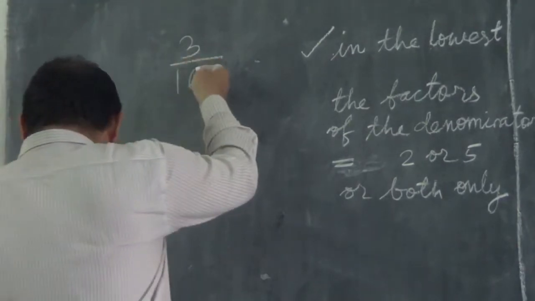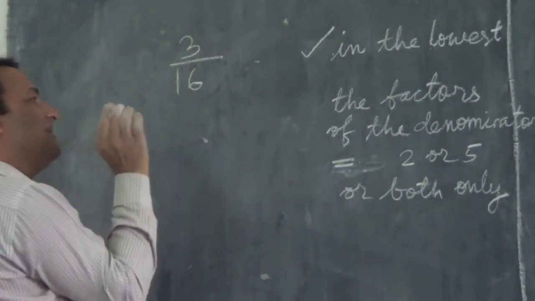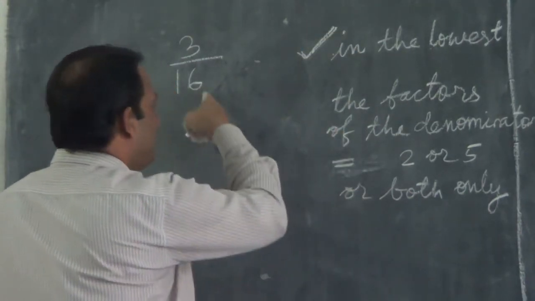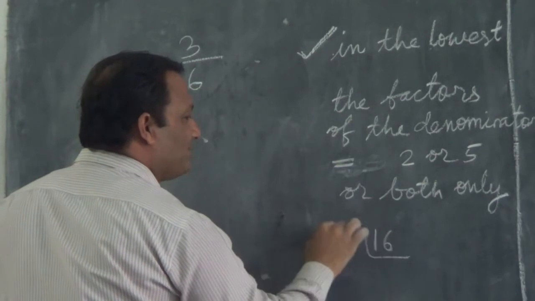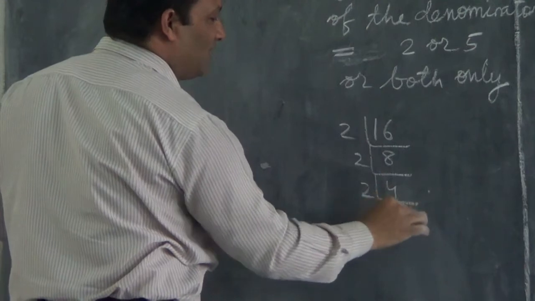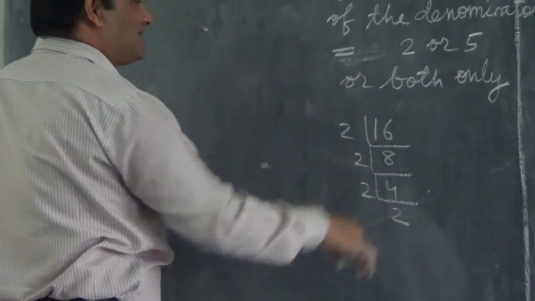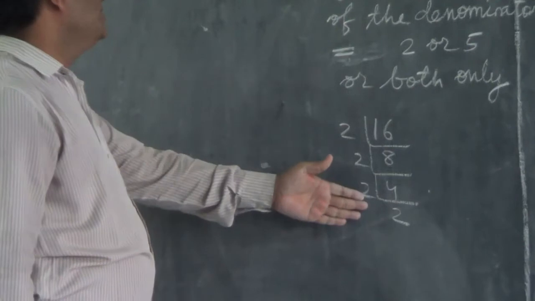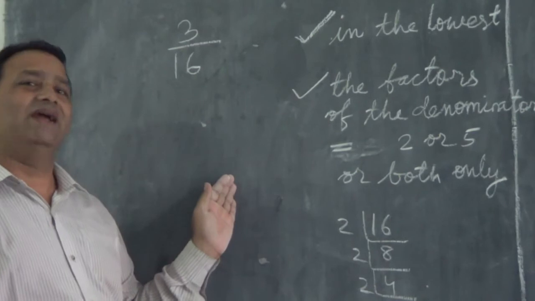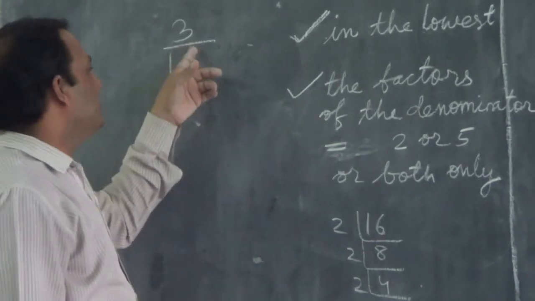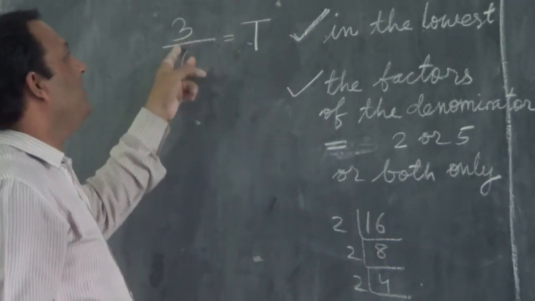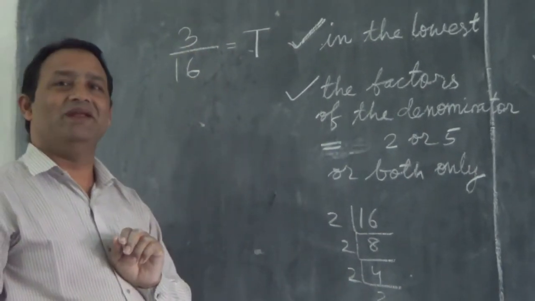So here we will see this is in the lowest term. Yes, in the lowest term. Now I will find the factors of the denominator. Denominator is here 16. So 2 8s are 16, 2 4s are 8, 2 2s are 4. So its factors are only 2. So second condition is also fulfilled. Second condition is also true. So this will give what kind of decimal? Terminating decimal.